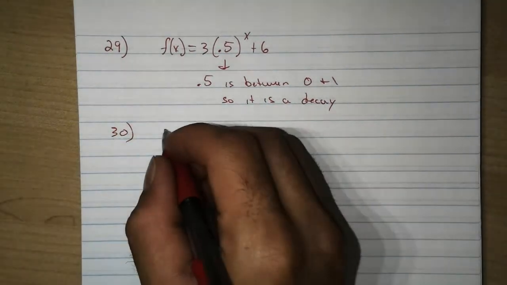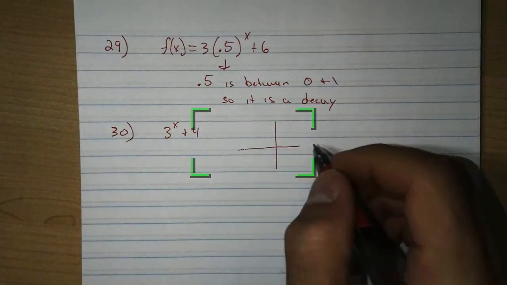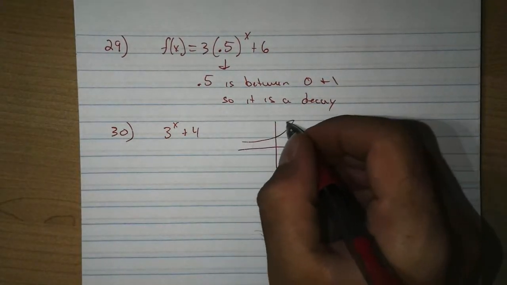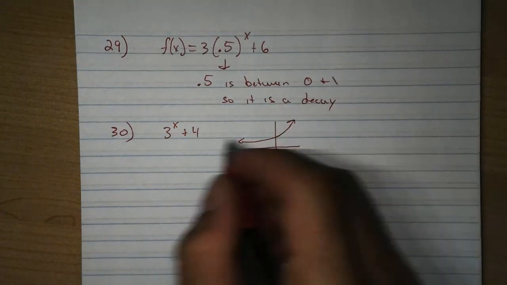You have to graph 3x plus 4. So this is a rational function. It'll look something like this. It's up 4. Okay.